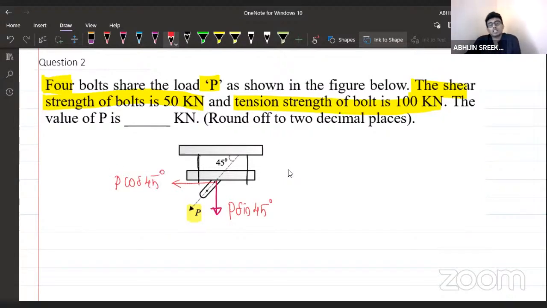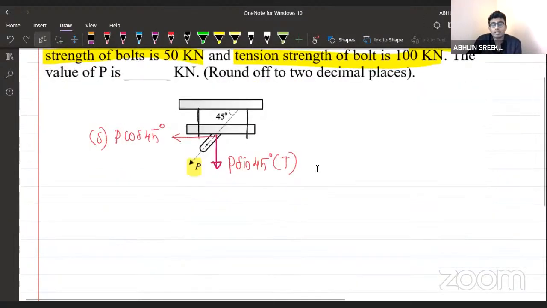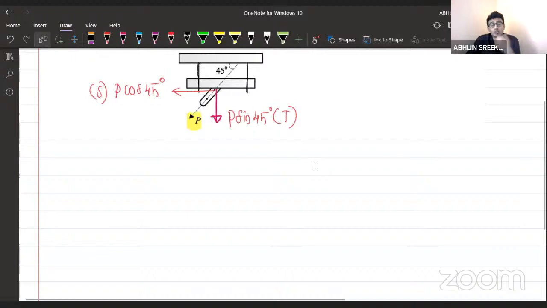Exactly. Now tell me, this force P sin theta, sin 45, will be causing tension, and this will be causing shear. So we have studied this when bolts need to be designed to resist shear and the tensile force. We need to satisfy one condition.